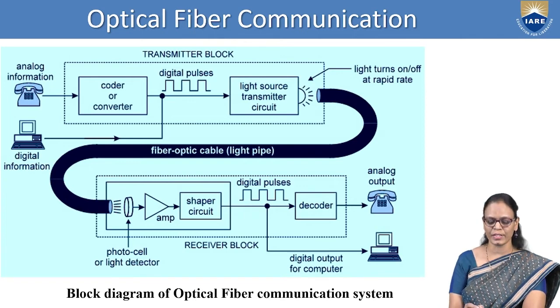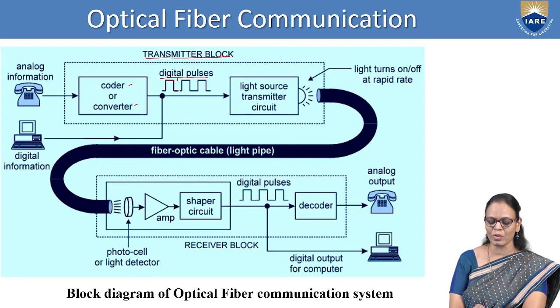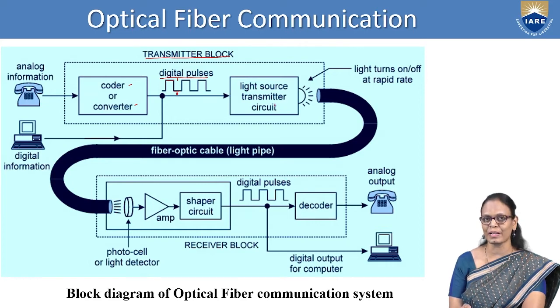So we will just look at it again. This is the transmitter block. In the transmitter block, what we have is the coder or the converter. And the digital pulses that are being converted, we have discussed, are high 1 and low 0. These digital pulses are driven with the help of the driver circuit or the light source transmitter circuit. With the help of couplers, it is coupled into the fiber optic cable. So this is the fiber optic cable.